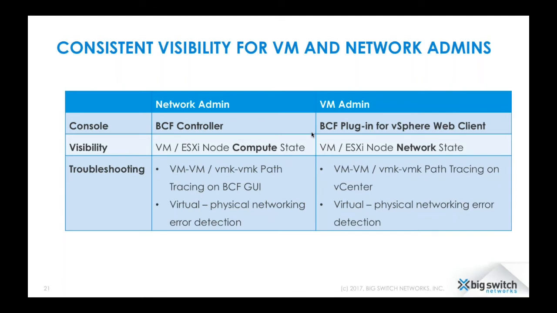Specifically, the network admins have VM level visibility on the Big Cloud Fabric controller, while the VM admins get the network related details for the VMs on the vCenter via the GUI plugin. And thus they can be sure how the network parameters that the VM admins configured have actually translated to the network state for the VM endpoints.